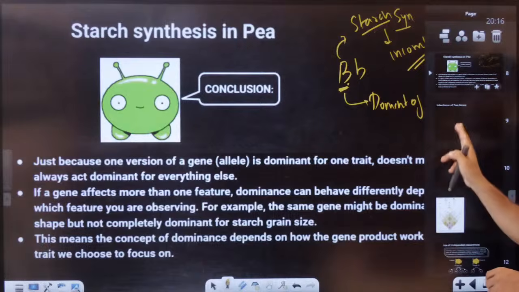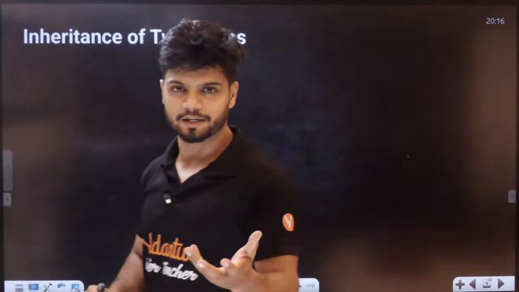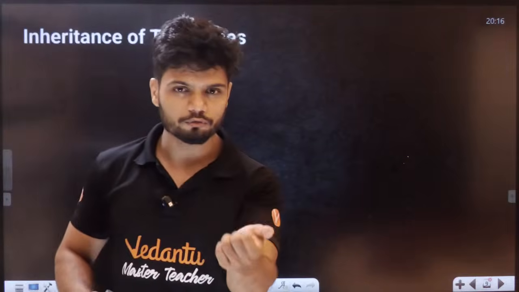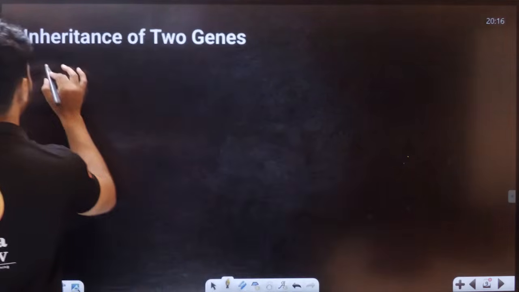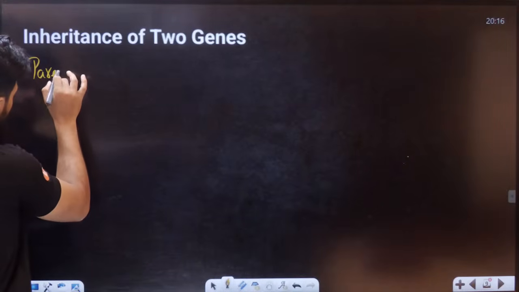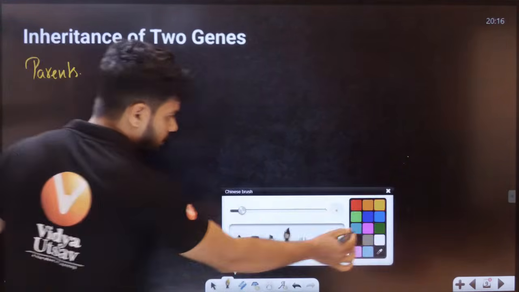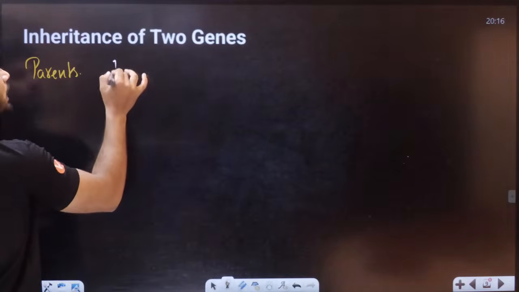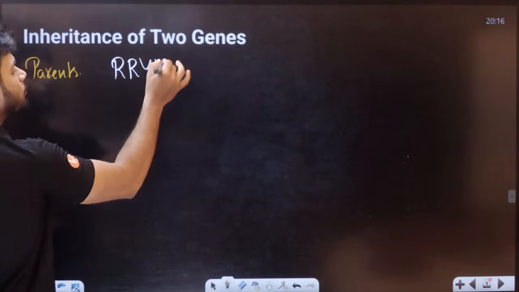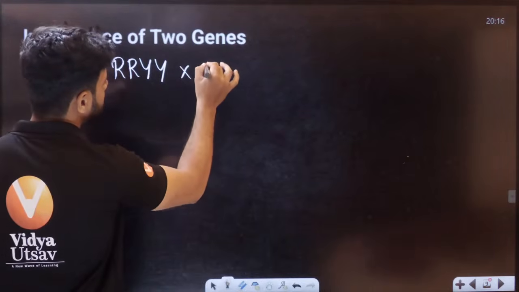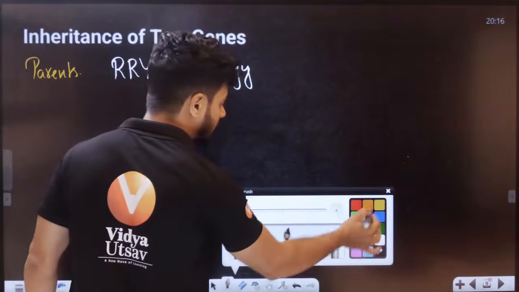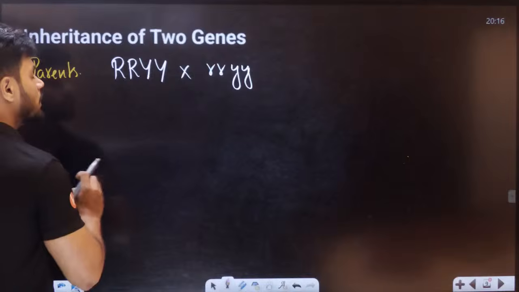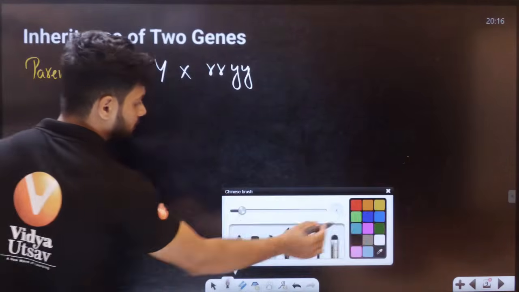Okay, students. Now we come to inheritance of two genes. Very simple, students. I want all of you to start writing with me. Then we have a small game for all of you. First thing we write is parents. Obviously, we write parents first of all. Now here, the parents are going to be capital R, capital R, capital Y, capital Y, and we are crossing with small r, small r, small y, small y. Now, students, at first you will notice how many characters did I take here? Here I am actually taking two different characters.